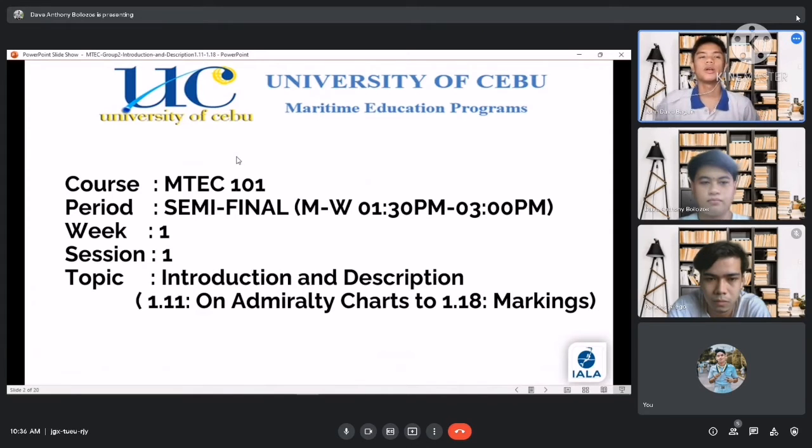Specifically, we are now in the semifinal period, week 1, session 1, and our topic would be the introduction and the description from 1.11 on Admiralty charts to 1.18 markings.